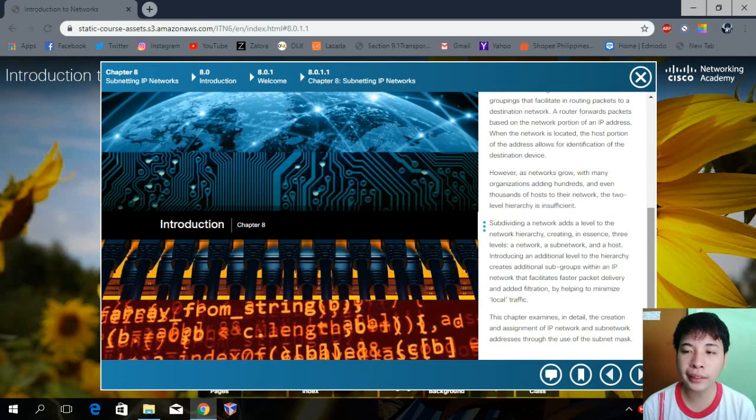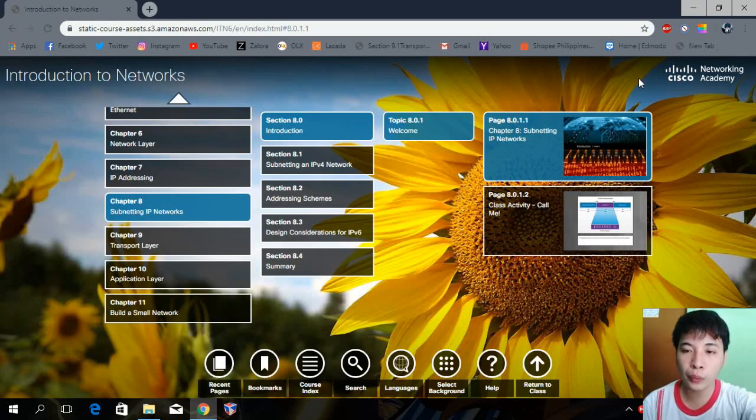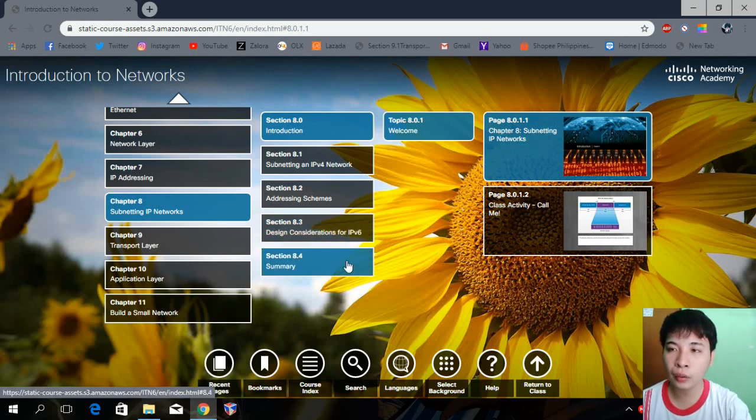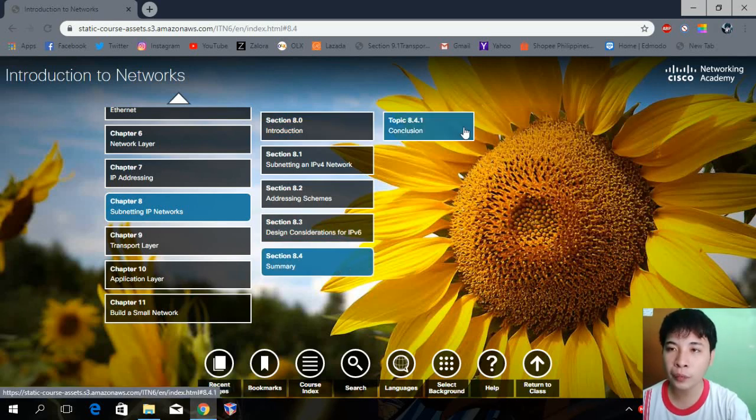This chapter examines in detail the creation and assignment of IP network and subnetwork addresses through the use of the subnet mask. So we are done reading the introduction of this chapter. So we go to the last topic, which is the summary and the conclusion of Chapter 8.